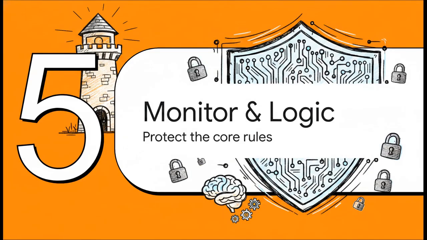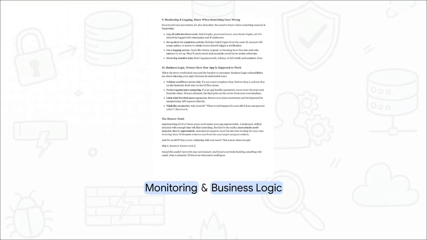Moving to our final inner layer of defense, Section 5, Monitoring and Business Logic. Let's set up the watchtowers. The thing is, security isn't just about prevention. It's also about detection. You have to know when something goes wrong. And equally important, you have to protect how your app is supposed to work, because business logic vulnerabilities are often the hardest part to automate.